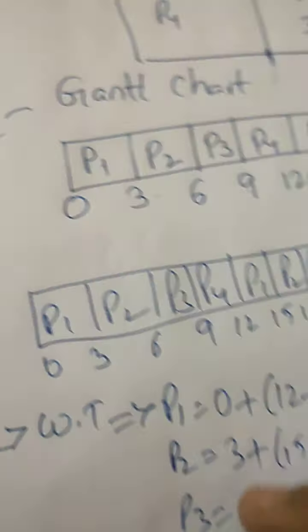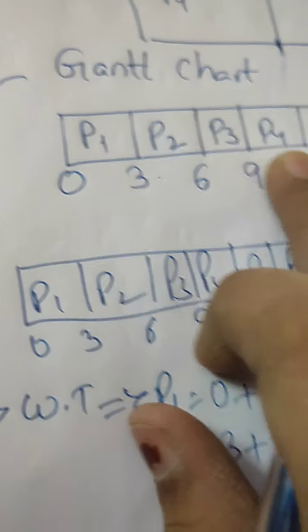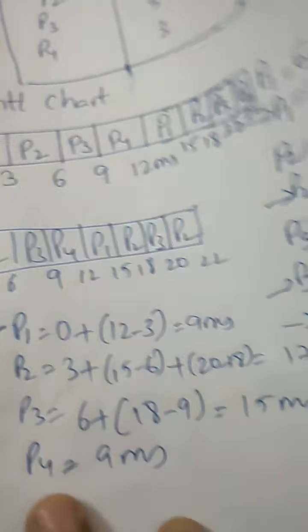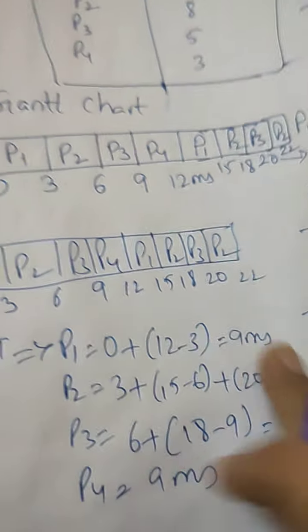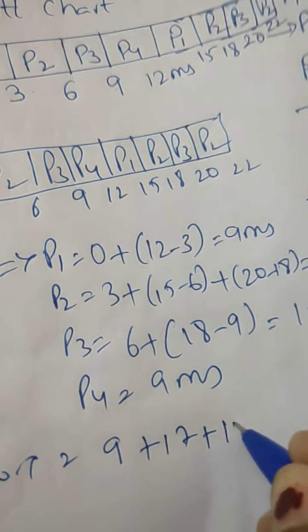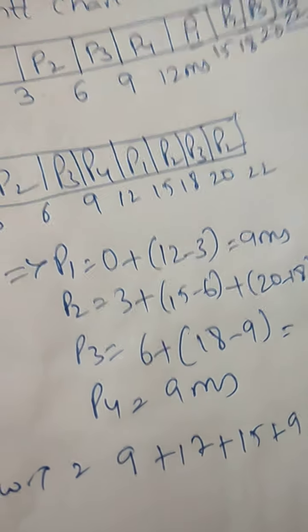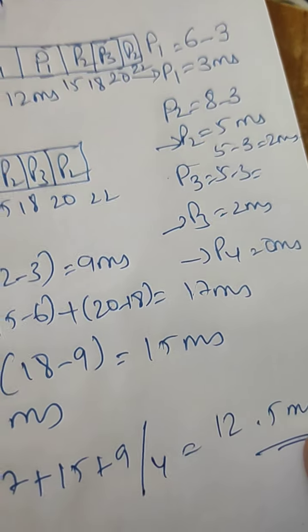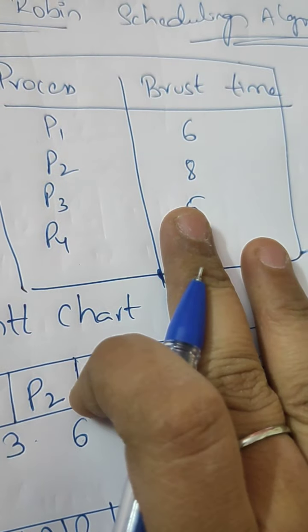Similarly, P4 directly it has been executed. Again, only 9 is the waiting time, so 9 milliseconds. Now what you have to do, average all this. Average waiting time is equal to 9 plus 17 plus 15 plus 9 by 4. You are going to get 12.5 milliseconds is the average waiting time for the given problem.